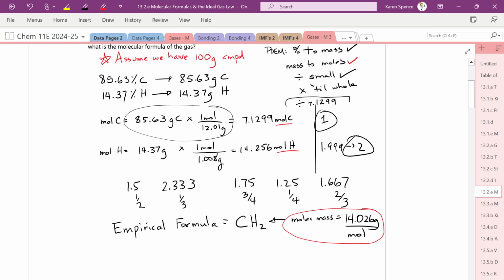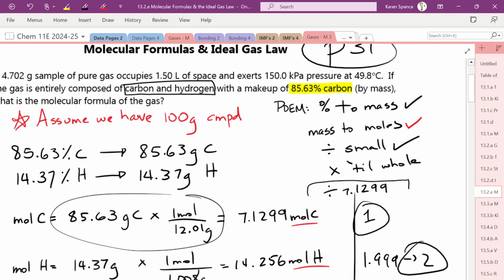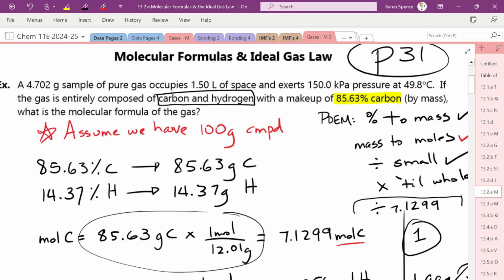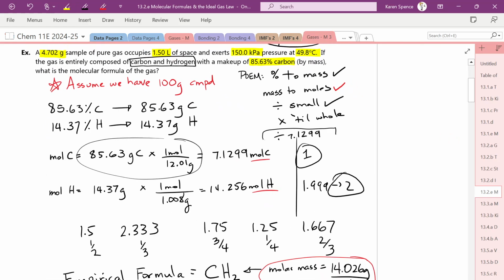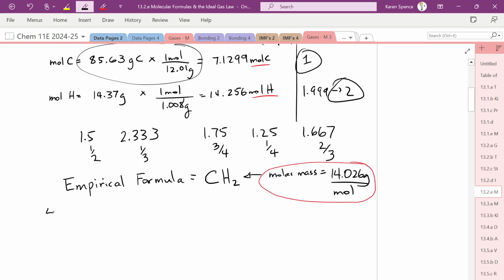We also need the molar mass of the molecular formula. And hopefully these four numbers here, 1, 2, 3, 4, will allow us to find the molar mass of the molecular formula. So I'm going to rewrite those numbers down below so that we have them handy and at the ready. 4.702 grams.